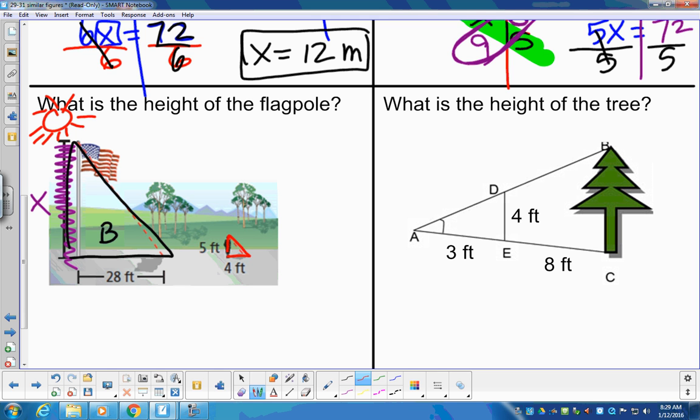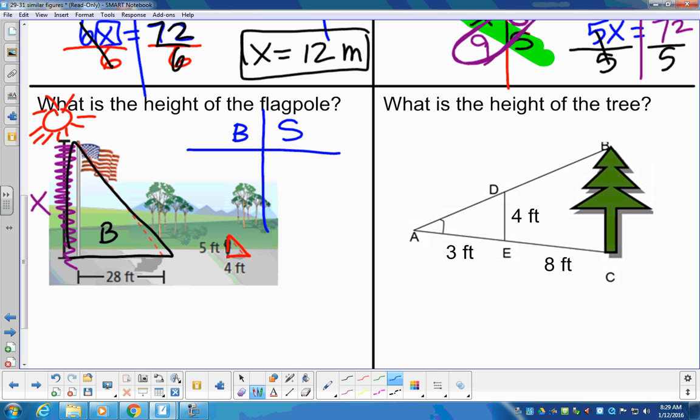We have these 2 shadows created. We have a shadow from the flagpole, but easily we can measure the length of a shadow. Just run a tape measure on the ground. We could also easily measure the length of the shadow of a man. So we have the big figure compared to the small figure.